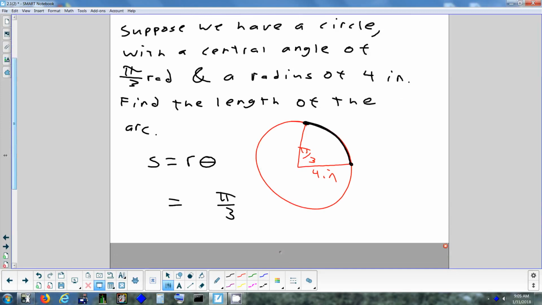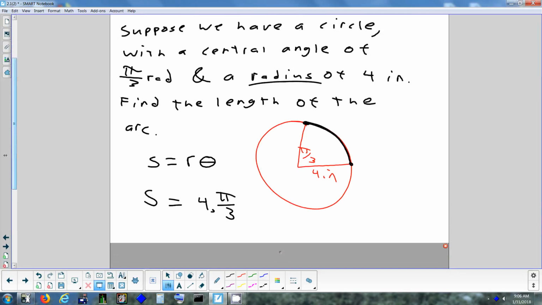Now, radius of 4 inches. Abby, where does 4 inches get plugged in? It's for the R. Yeah, radius, 4 inches. So times 4. And S is what we don't know. Any questions on that?